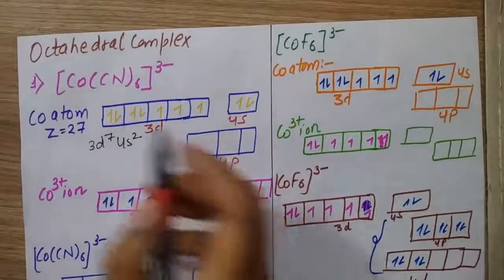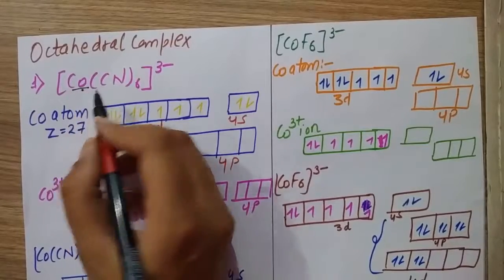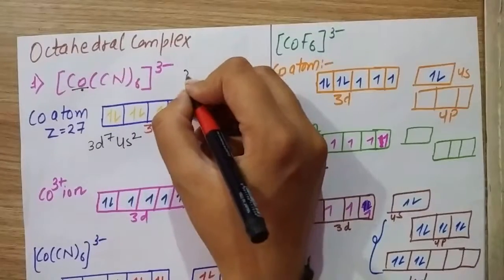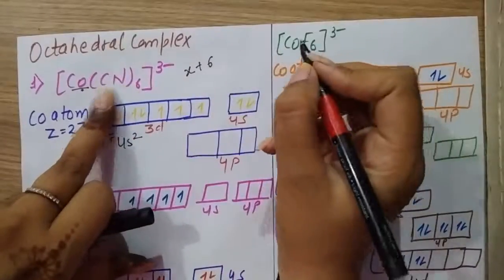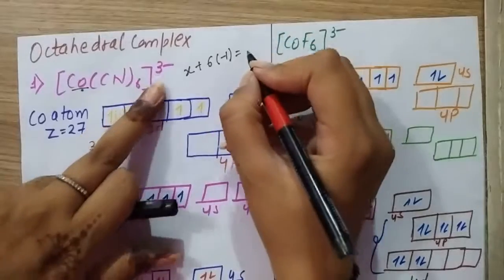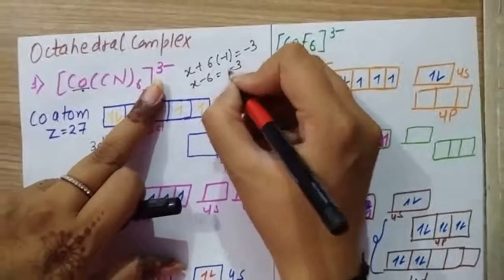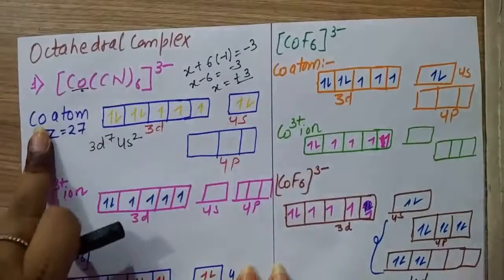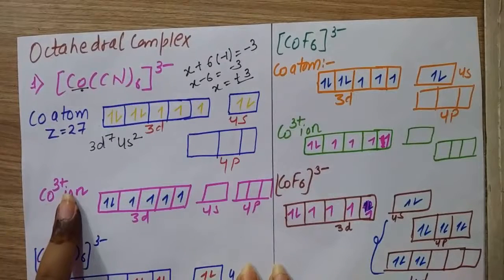Then the next step is we will find the oxidation state of cobalt atom. The method to find it is, let's consider the oxidation state of cobalt is X. There are 6 ligands, so 6. Charge on one CN ligand is -1, and the total charge on this coordination sphere is -3. So it comes out to be +3.